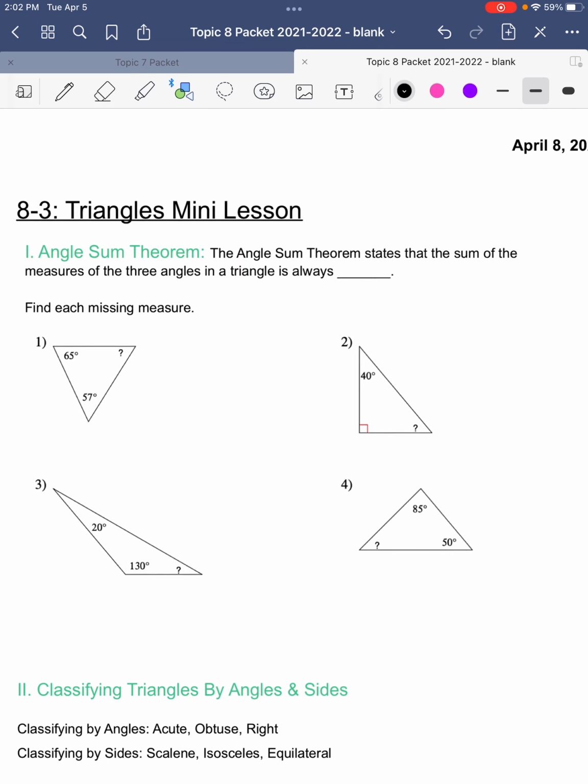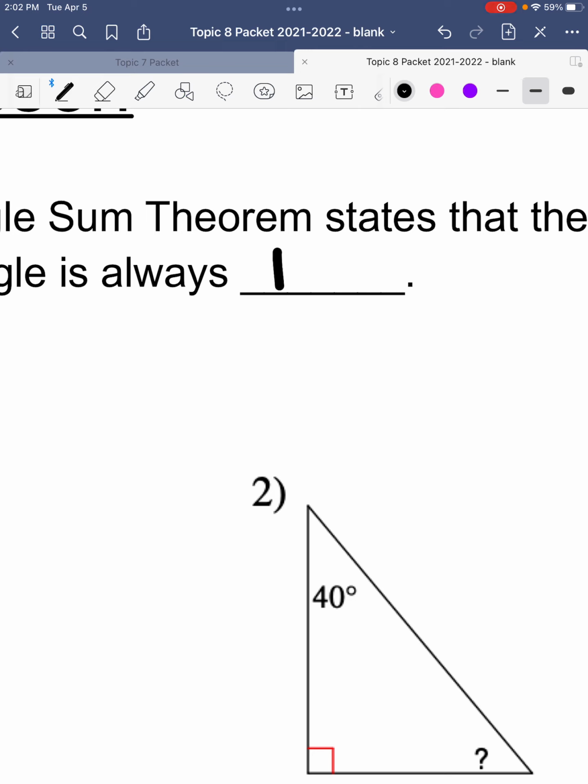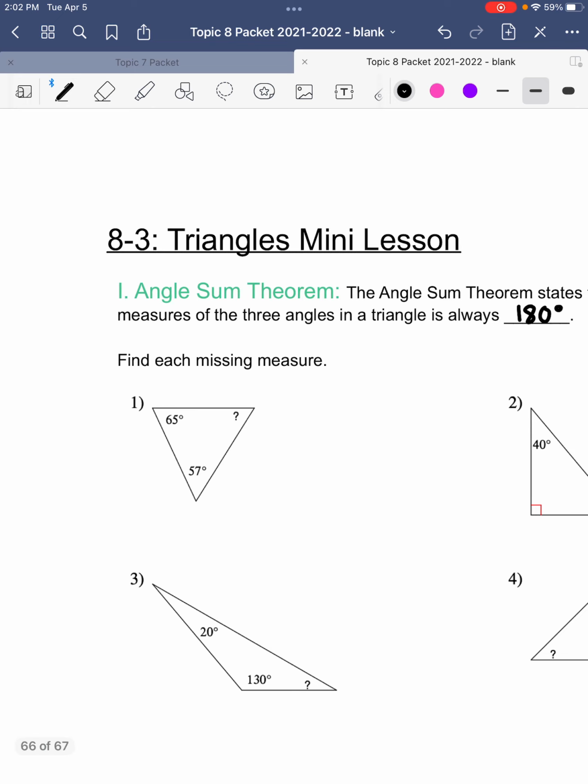So part one, the angle sum theorem. The angle sum theorem states that the sum, that means I'm adding, of the measures of the three angles in a triangle is always 180 degrees. So the angles in a triangle, all three of them added together, is going to equal 180 degrees. So we can use this theorem to find missing angle measures. So that's our first objective, find each missing measure.